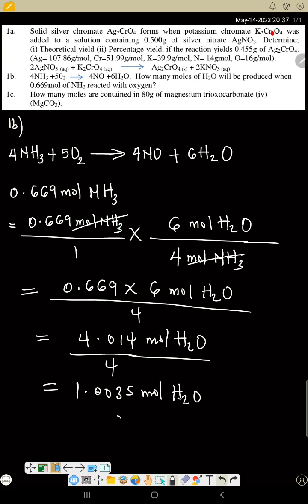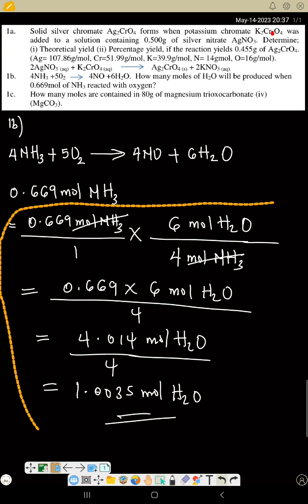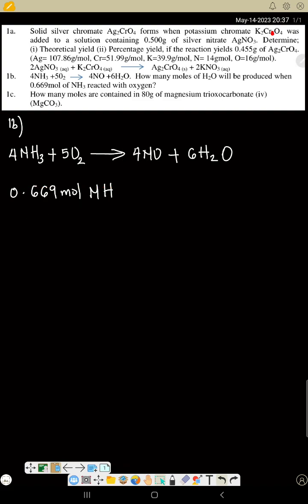So we are through with 1B like that. That means 0.669 moles of ammonia will produce 1.0035 moles of water. So that is 1B. You can conclude this will be equal to 1.0035 mole of water in the reaction. So 1C.